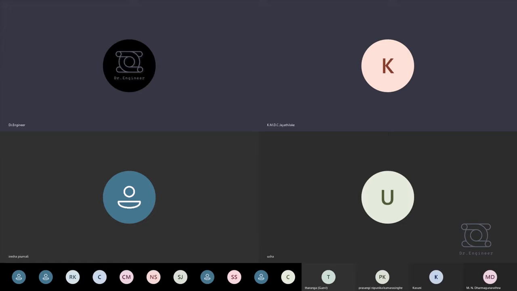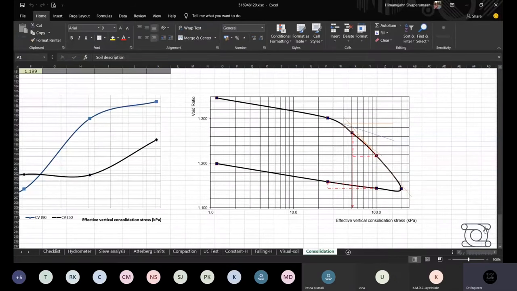Okay, sir. Meanwhile, you are asking doubts, I want to show one more thing. Can you see this graph? This is a graph from a lab practical. This test was performed by students, not by sir or any other demonstrators. It was performed by a group of students who had no prior knowledge about consolidation. They were all first-time students doing soil mechanics.